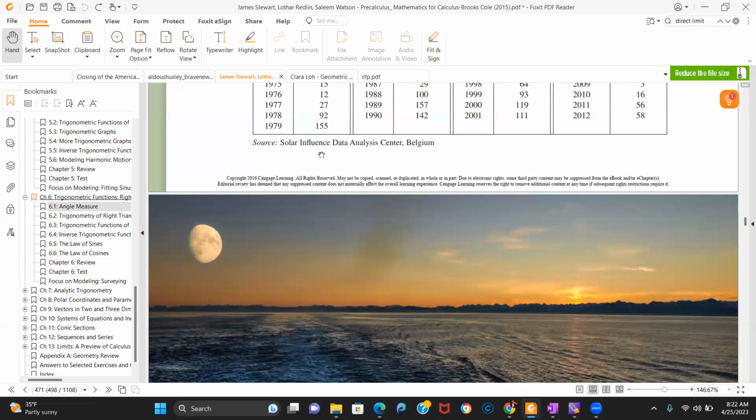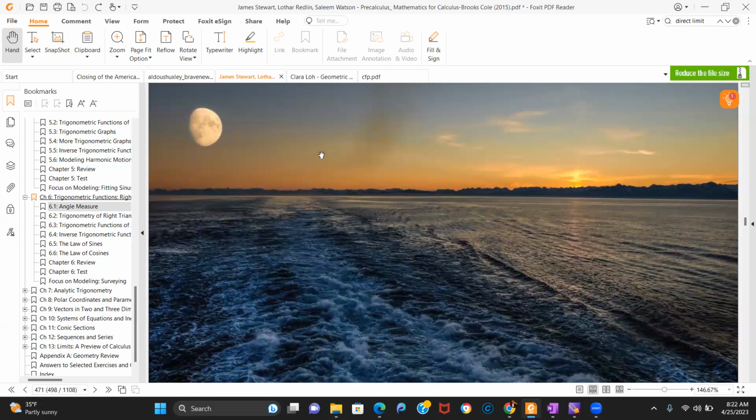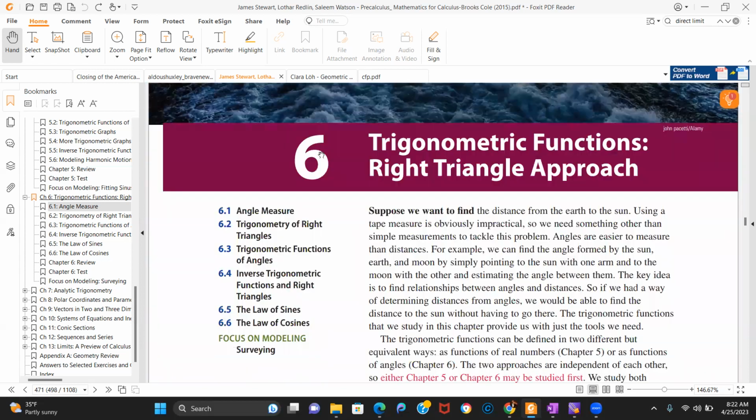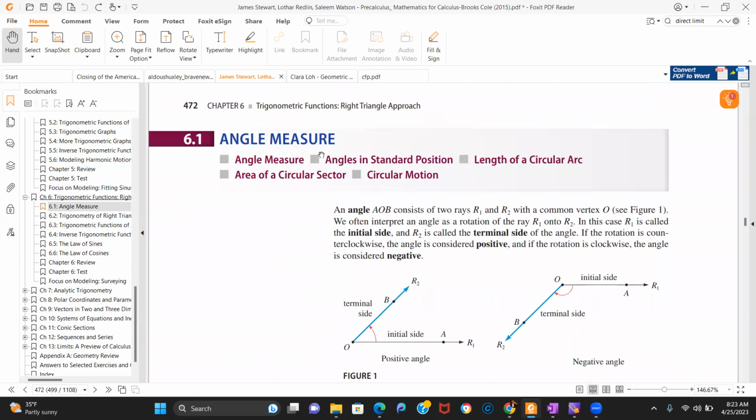Just as we needed some setup before we could define trig functions in chapter 5, we need some setup before we can redefine the trig functions in this section. So we have to talk about angle measure, and I know you went over this, but I just want to quickly review since maybe it's been a bit.